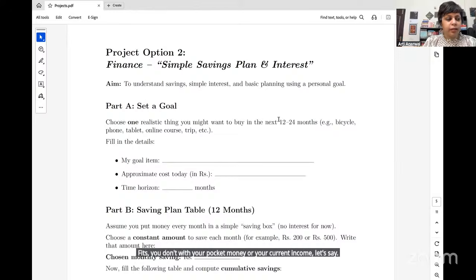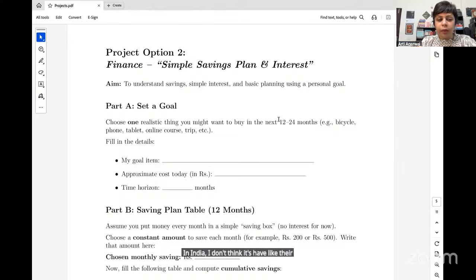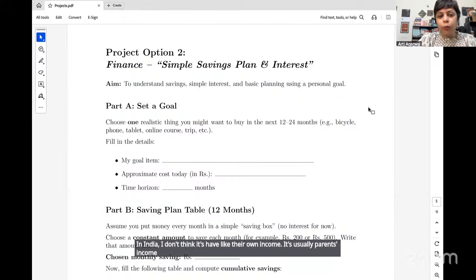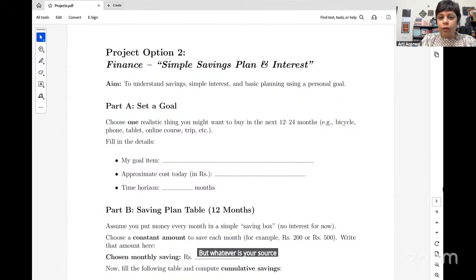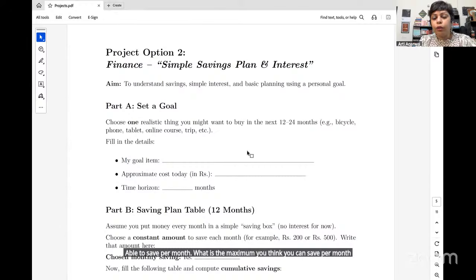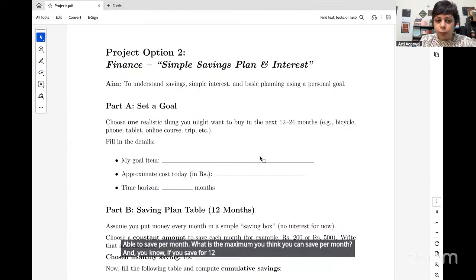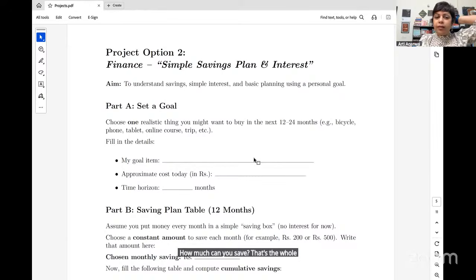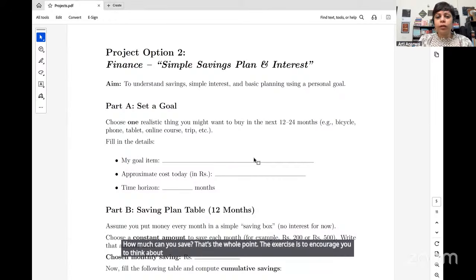In India, I don't think kids have their own income. It's usually parents' income, but whatever is your source of income, you see what you're able to save per month. What is the maximum you think you can save per month? And if you save for 12 months, 24 months, whatever, how much can you save? That's the whole point. The exercise is to encourage you to think about how much you think you can save and what can you buy with that.